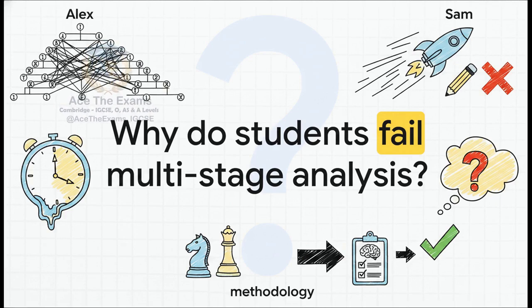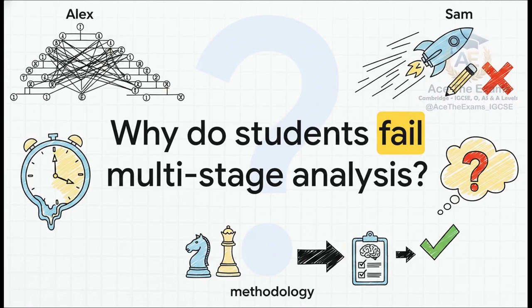Then we have player two, Sam. Sam is a fast writer. Sam moves at incredibly high speed, crunching numbers mentally and throwing raw fractions onto the page. But Sam is constantly triggering marking penalties because they completely skip the command word parameters. The core issue holding them back isn't their math level. They both know the equations. The problem is a total lack of an examiner-aligned methodology.